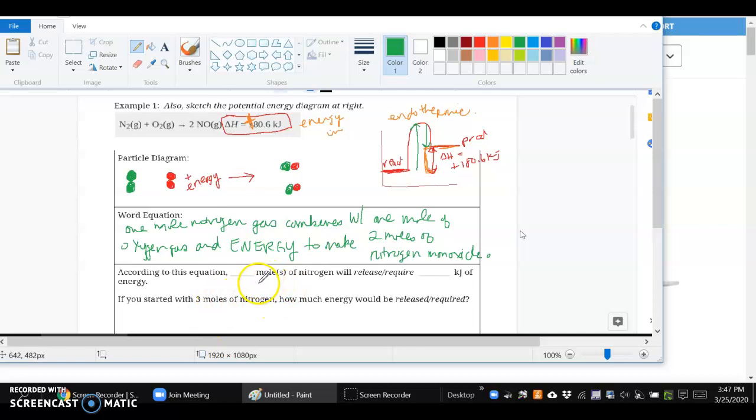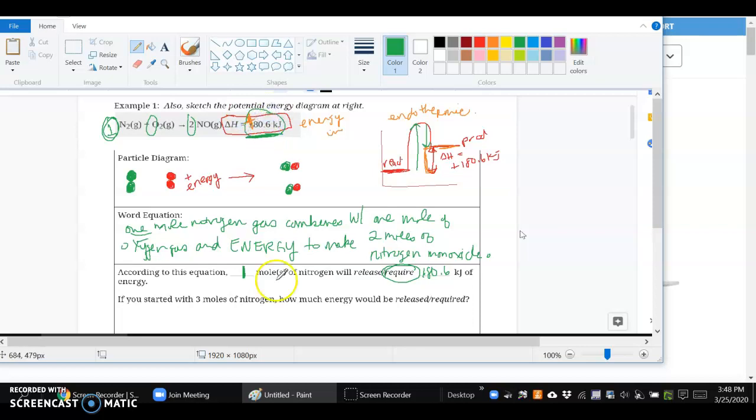All right, so the important thing now that we're going to do, okay, is this is like the beginnings of stoichiometry, which we're going to start doing. Okay, so according to this equation, we're reading this equation off, 1 mole of nitrogen, okay, and 1 mole of oxygen and energy makes 2 moles of nitrogen monoxide, okay? So I have 1 mole of nitrogen, because that's in the recipe here, 1 mole, okay? And is it going to release energy or require energy? All right, it's going to be require because it's endothermic. And every 1 mole in this recipe, I get, or I need 180.6 kilojoules.